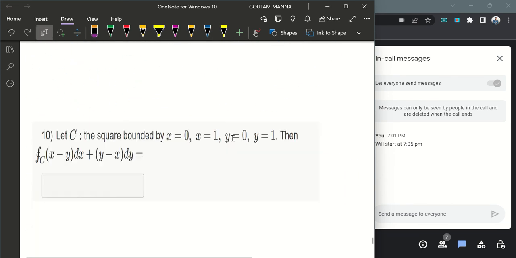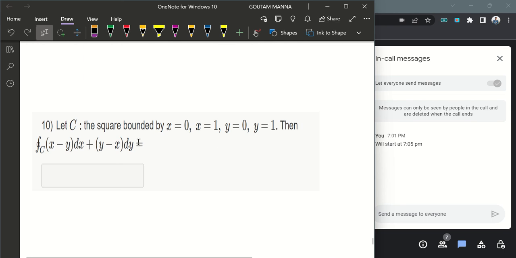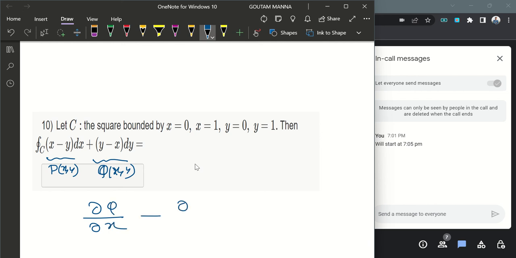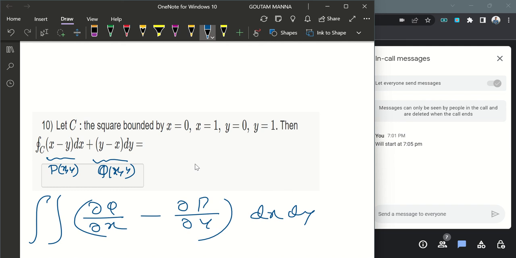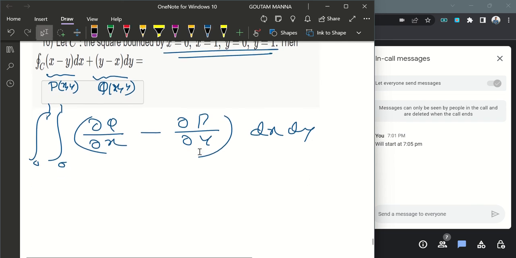We are already out of time. Here this is the same problem. You will need to consider this as p of xy, consider this as q of xy, and then apply Green's theorem. Then this integral will be del q del x minus del p del y, dx dy, integrated over the same square region, where x is varying from 0 to 1 and y is varying from 0 to 1. If you do that, you will also get 0.